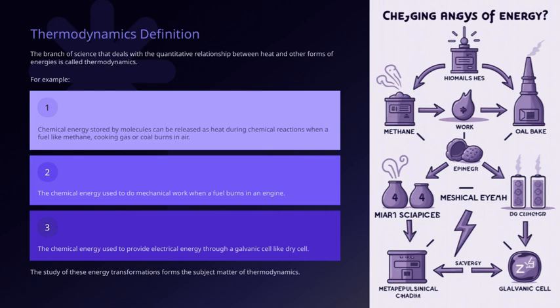We also see chemical energy stored in molecules being released as heat during chemical reactions. When fuels like methane, cooking gas, or coal burn in air, they release heat energy. All these processes are interconnected and are studied under the umbrella of thermodynamics. It's the branch of science that looks at the quantitative relationships between heat and other forms of energy. So, whether it's producing electricity, powering engines, or releasing heat, thermodynamics helps us understand and predict these energy exchanges.